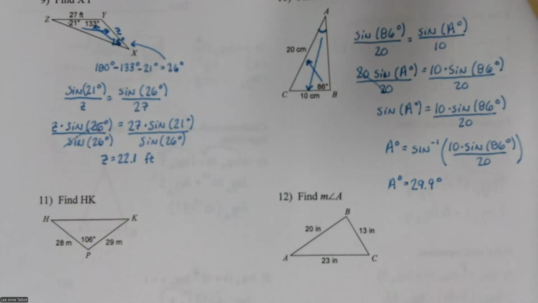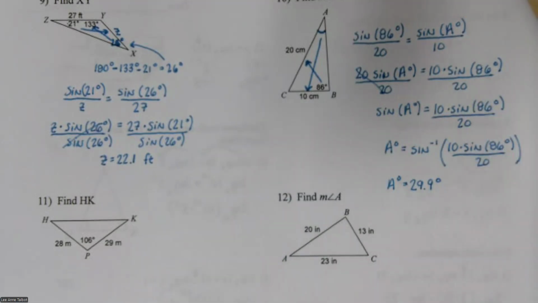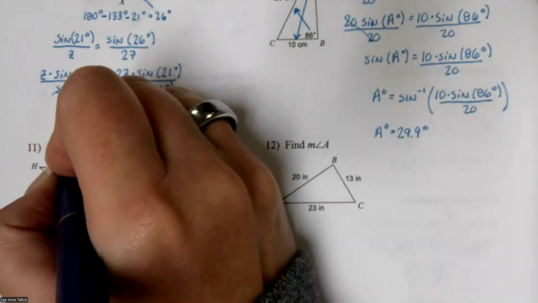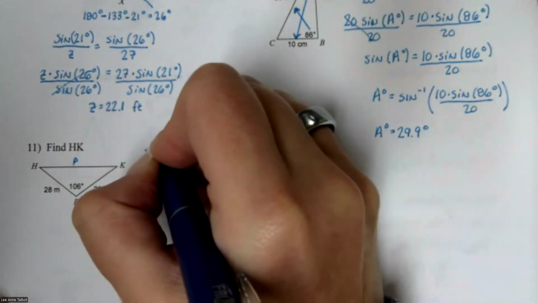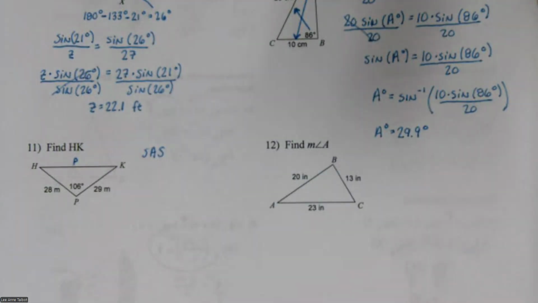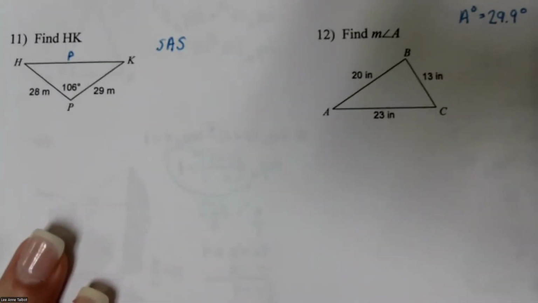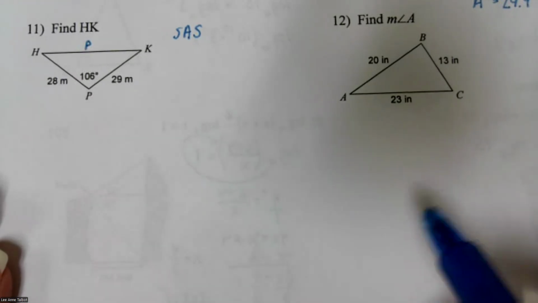Okay, so we did law of sines, find a side. We did law of sines, find an angle. This one says find HK, which is over here, and I'm going to put little p there. Is this side, angle, side, or side, side, side? This one is side, angle, side, which means that you need to use law of cosines. Law of cosines is intimidating looking, but it's actually easy, at least to find a side. The other one is a little bit harder.